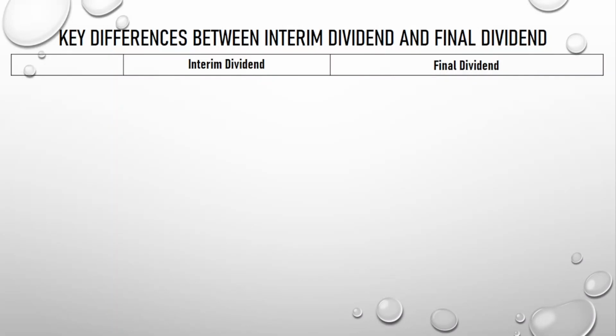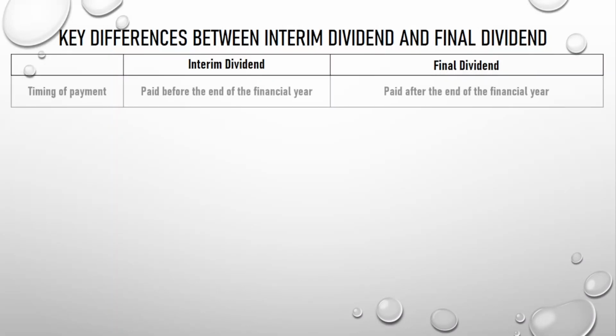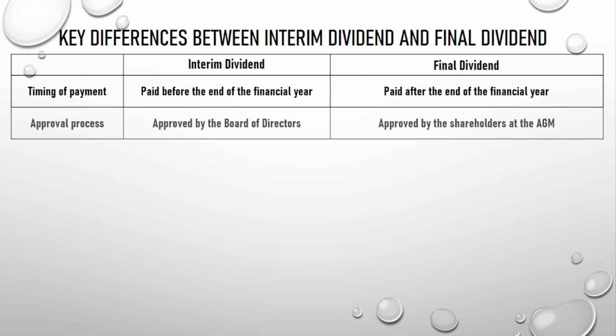What is the key difference between the interim dividend and the final dividend? An interim dividend is paid before the final results for the financial year are announced, while a final dividend is paid after the results are announced. The interim dividends are usually declared by the board of directors, whereas the final dividends are declared by the shareholders.